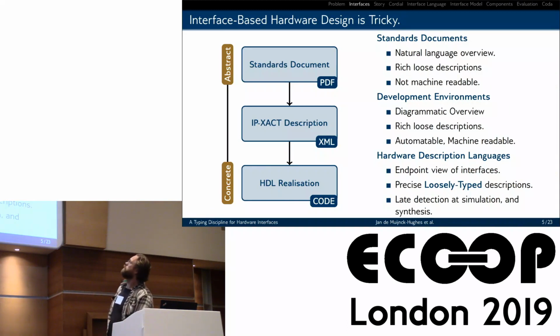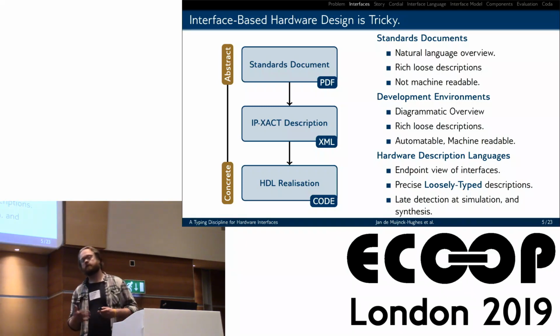Our standard documents are natural language PDFs. You can download it from the IEEE, you can get your standard, you can go to ARM and get your AXI4 description as a 150-page PDF, right? These descriptions are loose, they're natural language, so they include details that you might not find explicitly in the actual hardware description language itself, and the PDFs are not really machine readable.